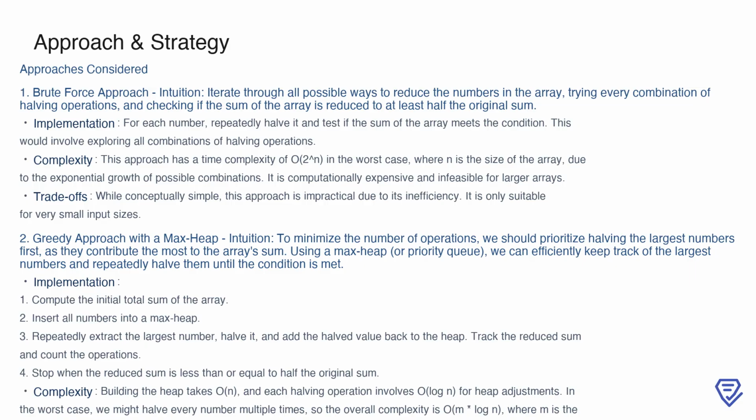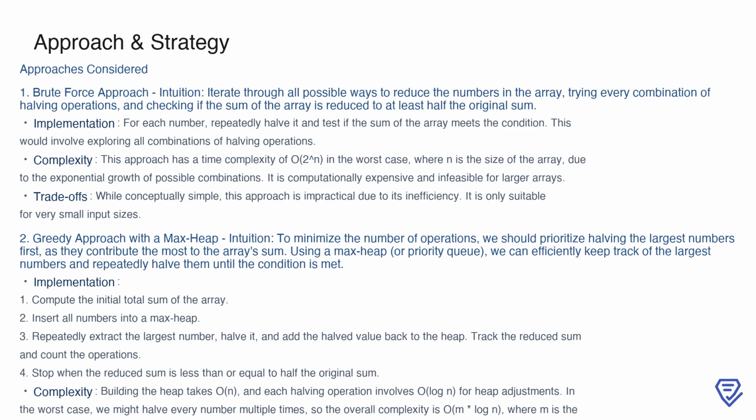On the other hand, there is a more refined approach, a greedy strategy using a max heap. The key insight here is that the largest numbers in the array contribute the most to the sum, so halving them will have the greatest impact. By prioritizing these numbers, we can minimize the number of operations required.